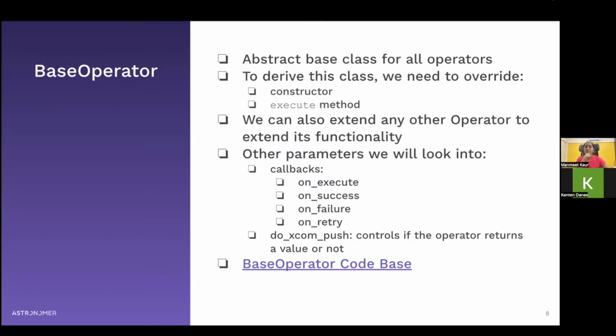Another important part is do_xcom_push. So do_xcom_push is a property of a base operator, which by default is set to true, which allows each operator to return some information to the caller, right? So if you have tasks stitched together and you want your task to send the information, whatever it has processed, to the next task, do_xcom_push should be set to true. If you do not want to send that, you can set it to false, right? So you can always override this to false if not required, because by default it is set to true.